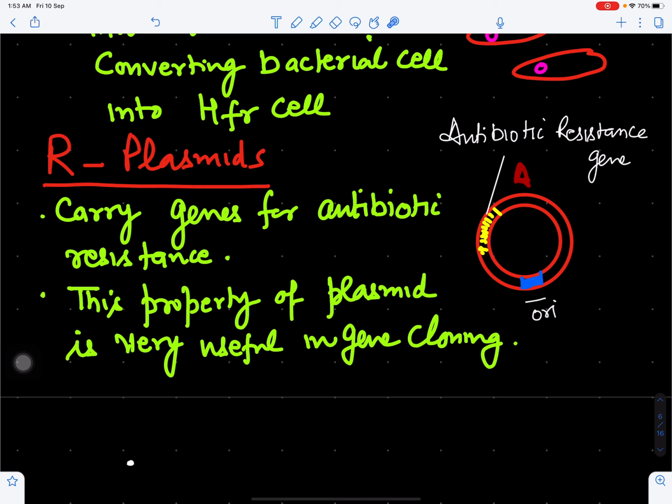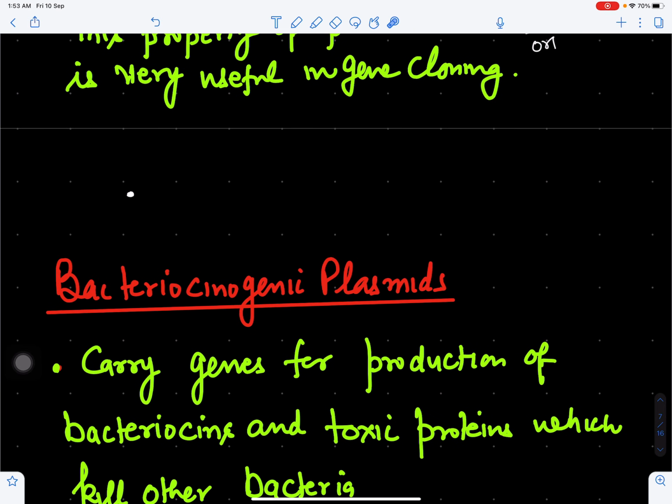If it is an ampicillin resistant gene, then bacteria with such plasmids will grow in the presence of ampicillin. So this property helps in gene cloning, as well as in the selection of the bacterial population with the transformed, or you can say manipulated, genetic material. So these are our plasmids.